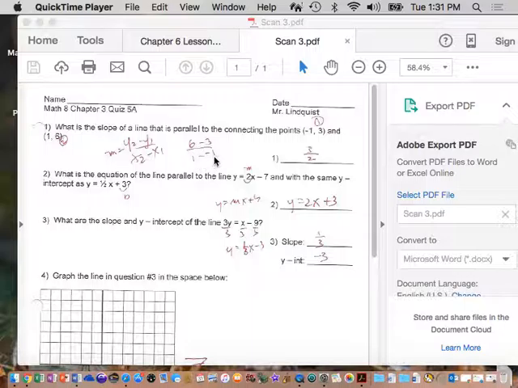I get 6 minus 3 over 1 minus negative 2. Now, if you go in the opposite order, you get negative 3 over negative 2. But when you divide by a negative, it turns into a positive. So either way, it comes out to be positive 3 over 2.